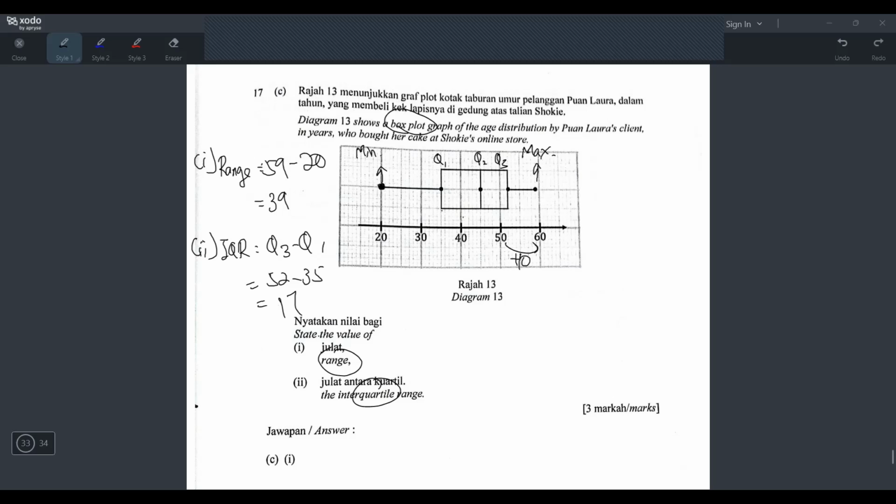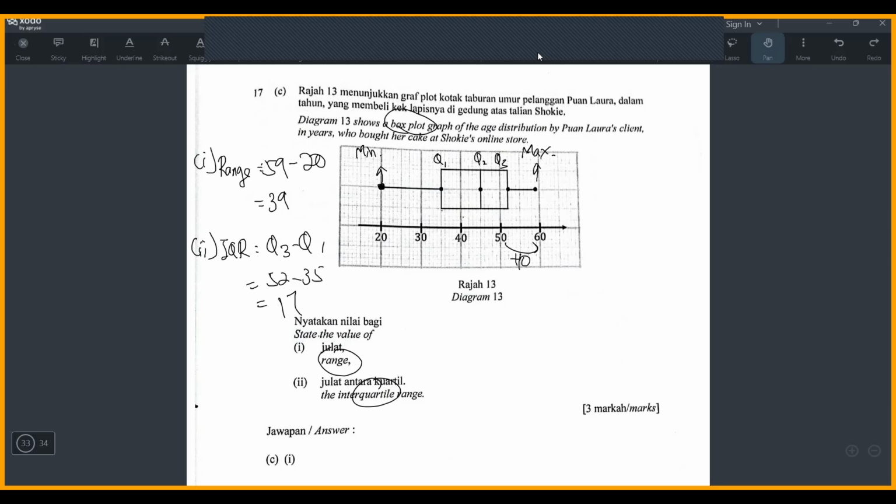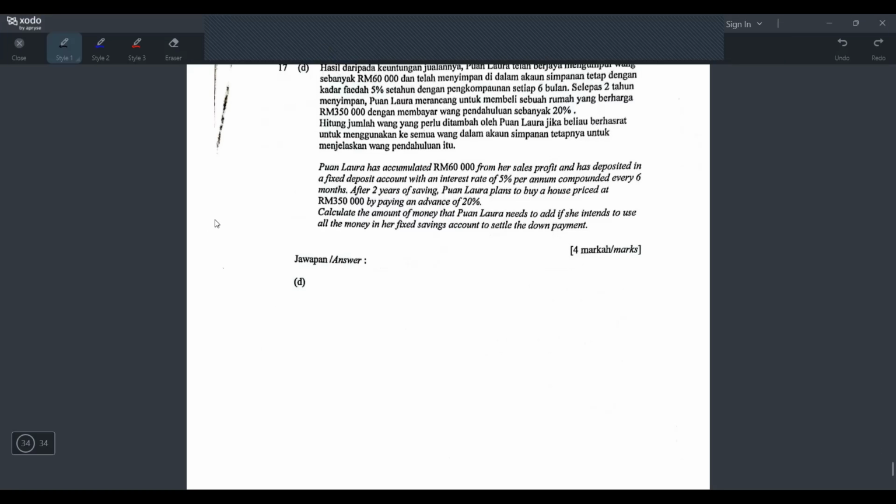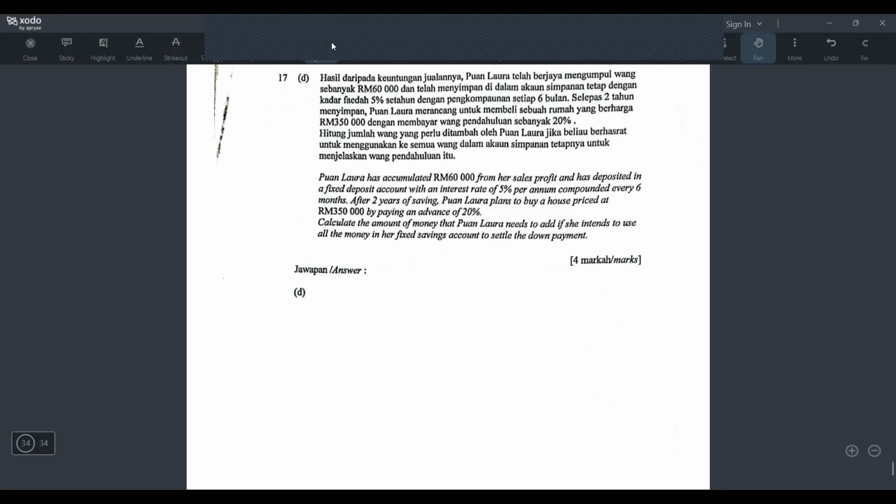Yep, correct. Okay, if there are no problems, we can go to the last question. Okay, what question is this? I think it's from Form 3 chapters. Because I see the word faedah, I see interest already. Okay, Puan Laura has accumulated 60,000 from a sales profit and has deposited it in an FD account, fixed deposit, with an interest rate of 5%. So this is the rate, compounded every 6 months. Okay, definitely compound interest formula.